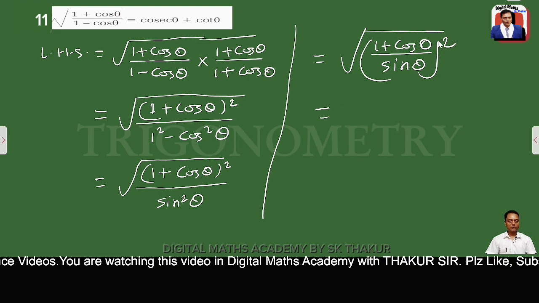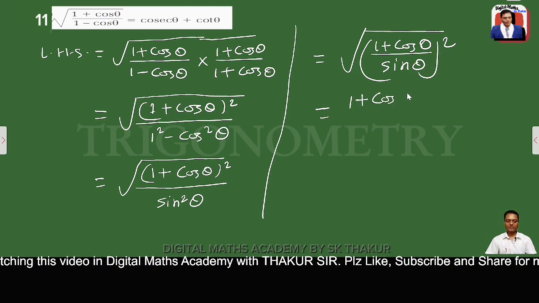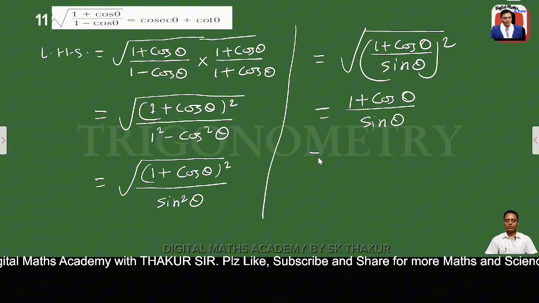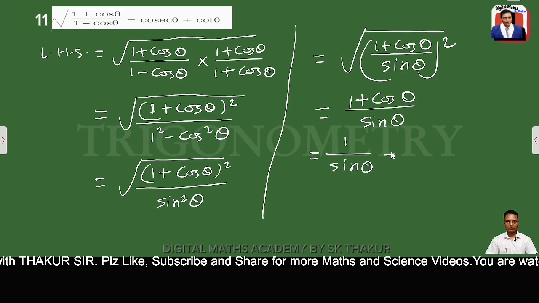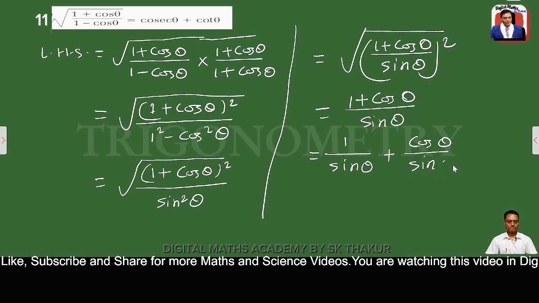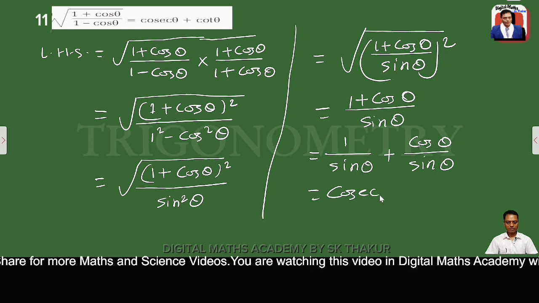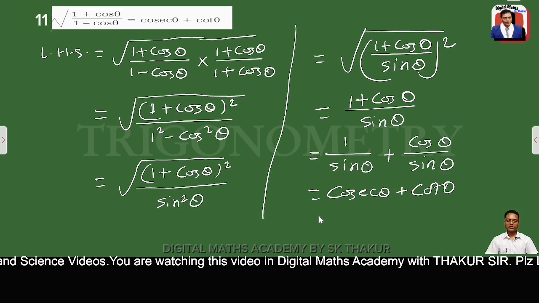Then you can remove under root sign as well as square. So we can write here 1 plus cos theta over sin theta. Now we are going to separate the base. That is 1 by sin theta plus cos theta over sin theta. And 1 by sin theta gives us cosec theta, and cos theta by sin theta gives us cot theta, which is our right hand side.